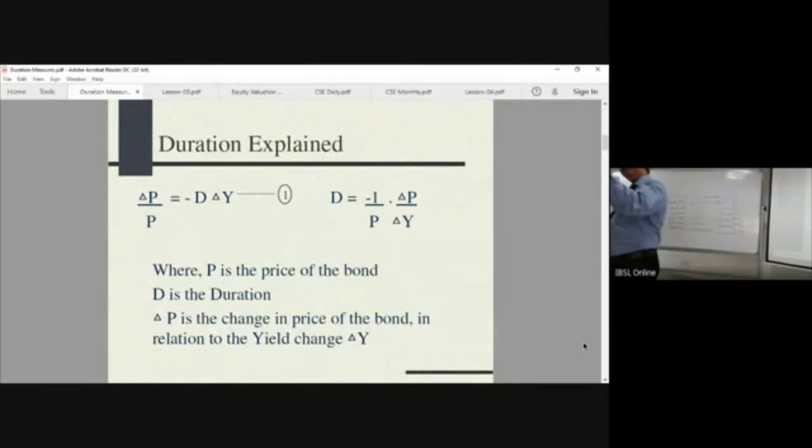If the yield change is positive, that means it is an increase in yield. What will happen to the price? Price will go down. If the yield change is negative, it is going down, price will go up. So make sure that you have that mindset. Everywhere you have to look at the bonds in this manner. This is a very important point to note with regard to the bond portfolio.